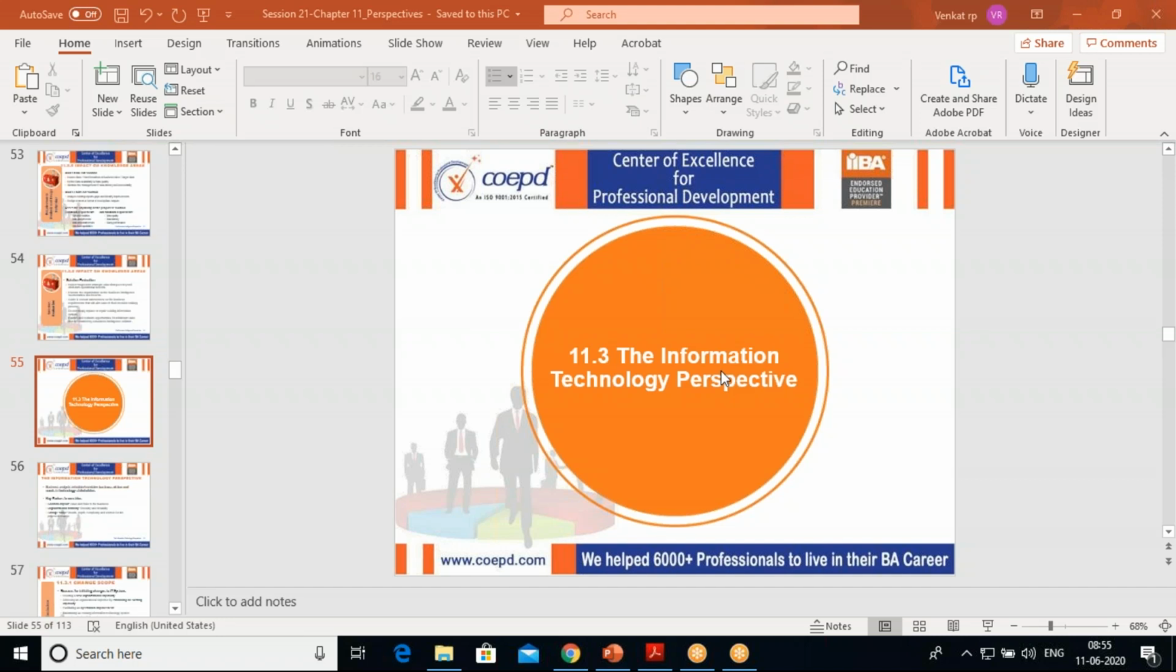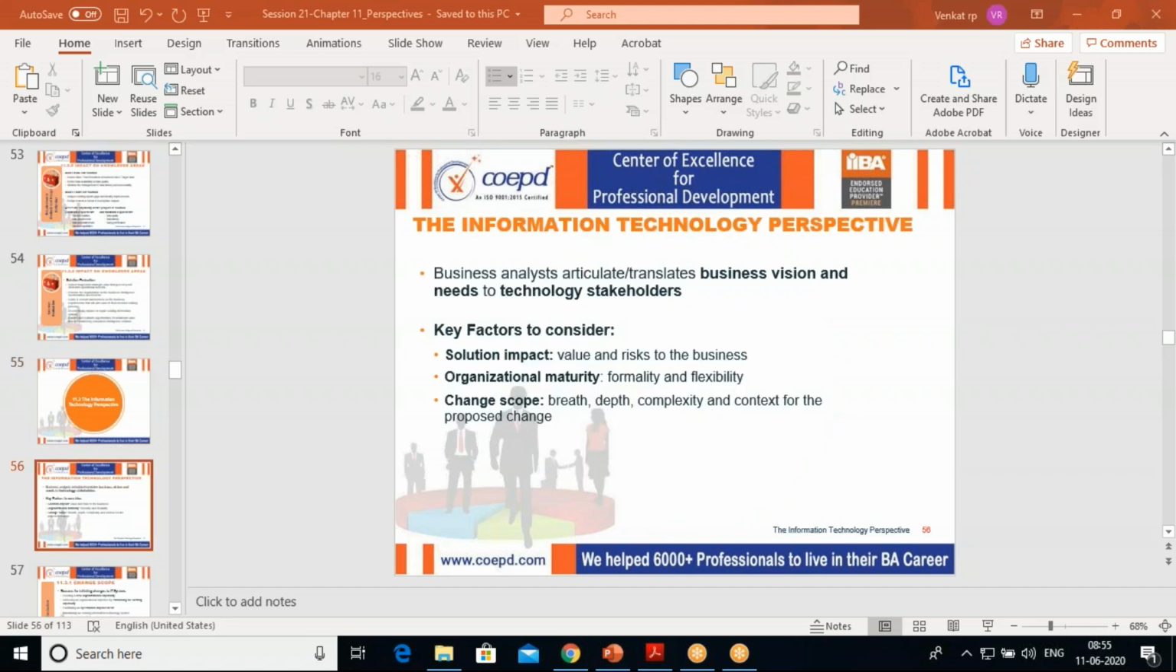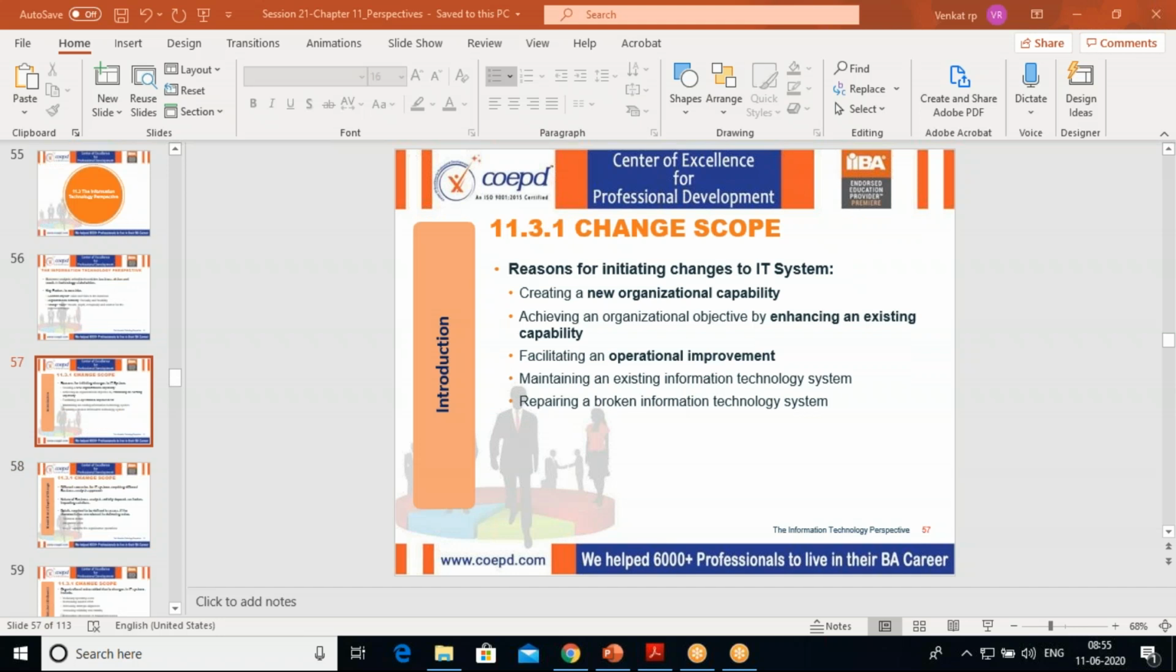Okay, and the next one is the IT perspective. IT perspective is a very common perspective. What we all actually studied is the IT perspective only. Now in the IT perspective, we are going to understand the business goals, need, and the vision. Before we start on this perspective, we will understand the solution impact, the organization maturity, and the change scope. We will understand it, and from there we take it forward.